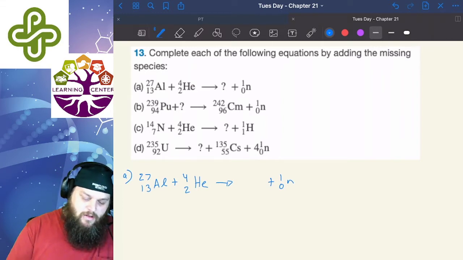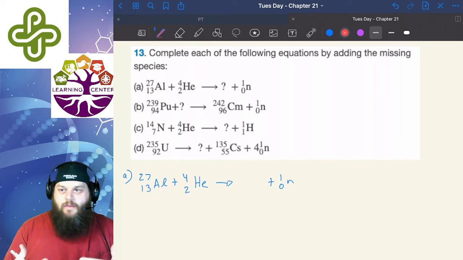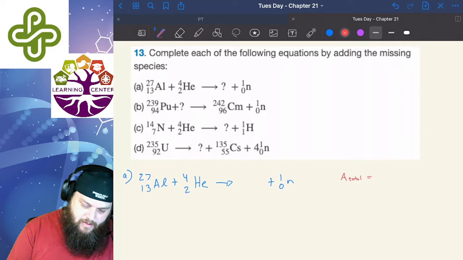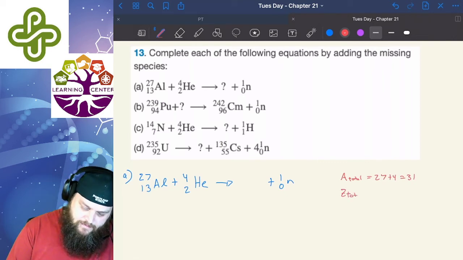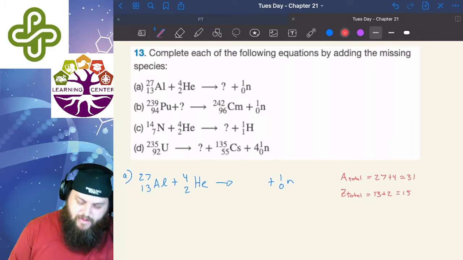So in this case, all we really have to do is make sure that the values for A are balanced on both sides of the equation, and the values for Z are balanced on both sides of the equation. So A total needs to equal 27 plus 4, which is 31. And Z total needs to equal 13 plus 2, which in this case is equal to 15.